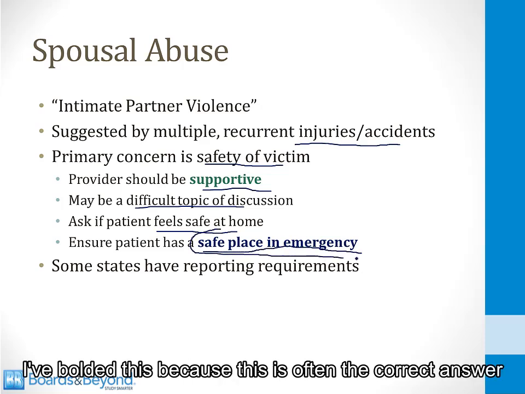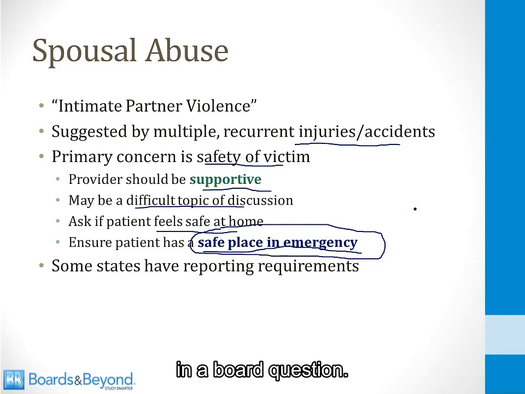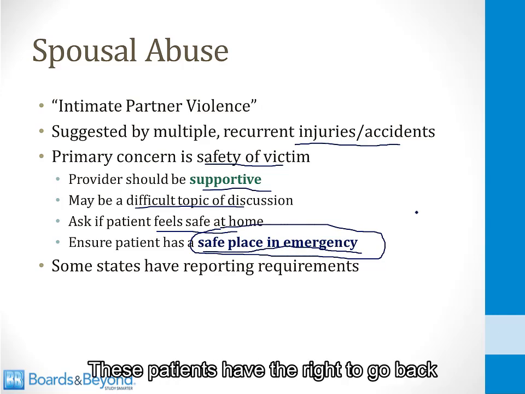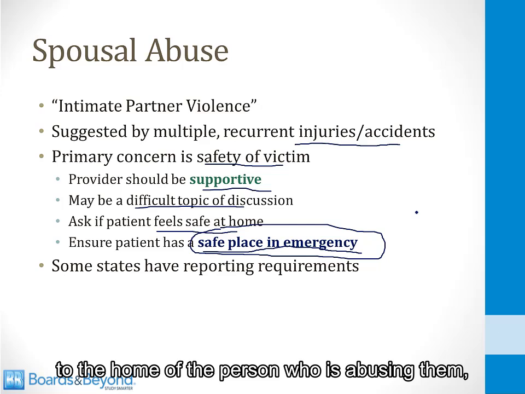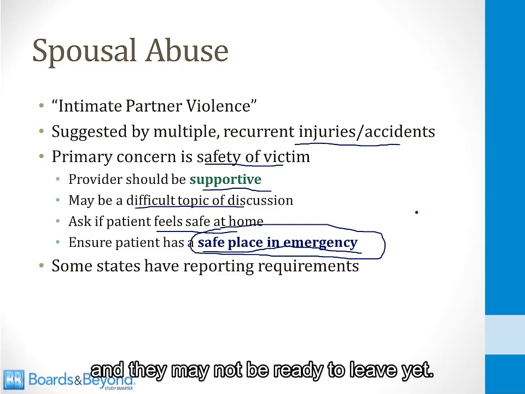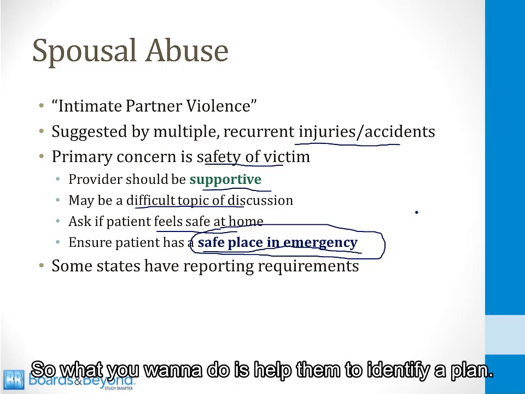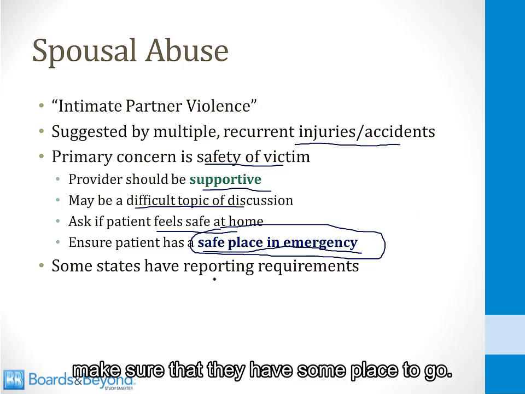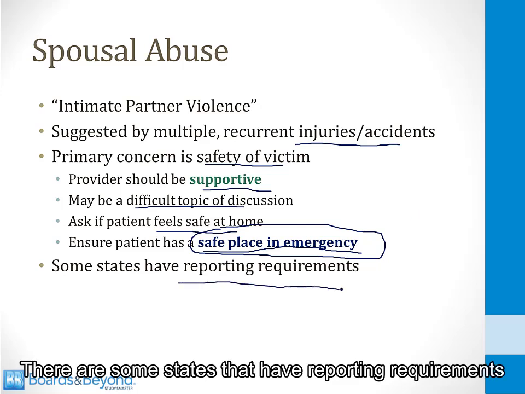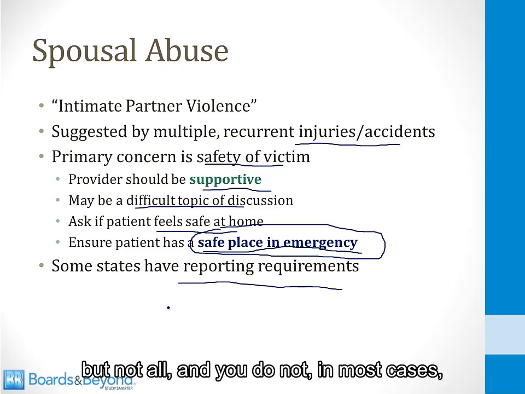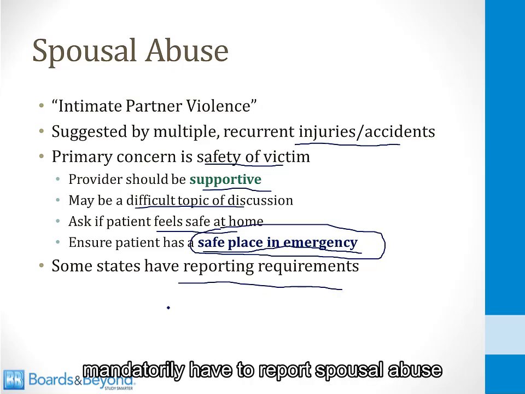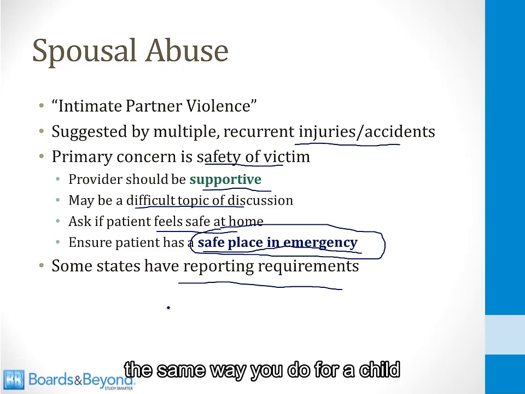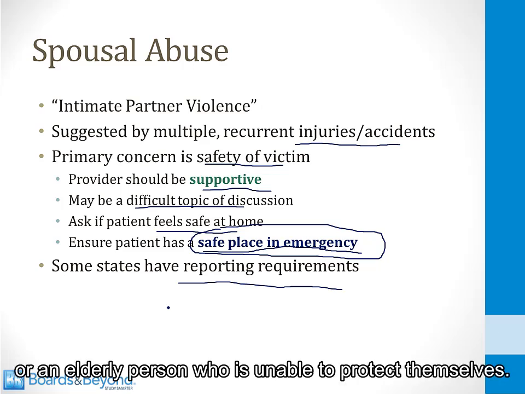I've bolded this because this is often the correct answer in a board question. These patients have the right to go back to the home of the person who is abusing them, and they may not be ready to leave yet. So what you want to do is help them to identify a plan. If there's an emergency, make sure that they have some place to go. There are some states that have reporting requirements, but not all, and you do not, in most cases, mandatorily have to report spousal abuse the same way you do for a child or an elderly person who's unable to protect themselves.